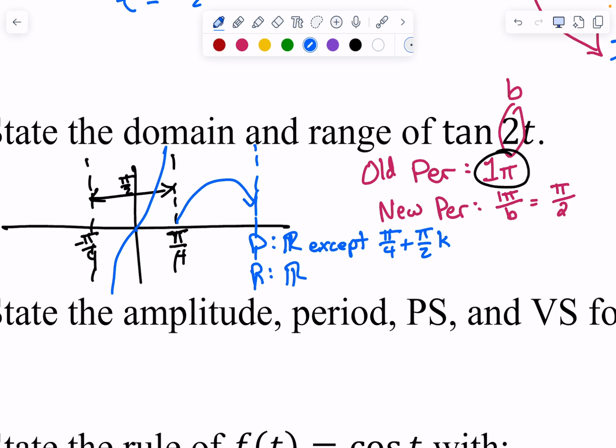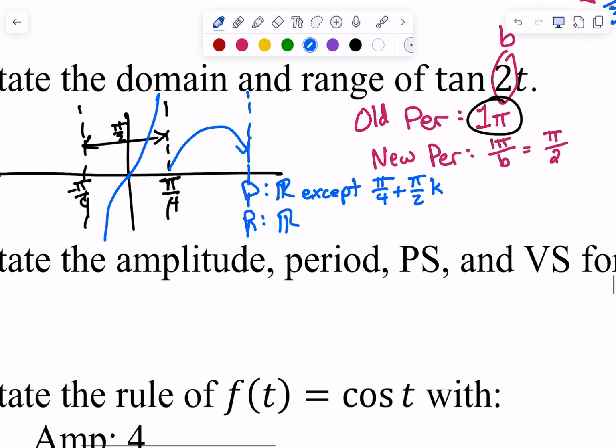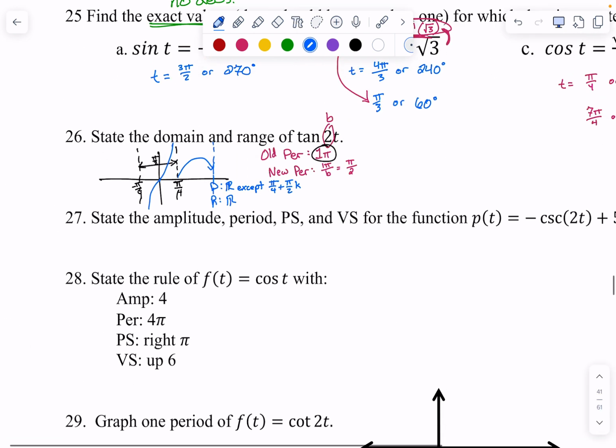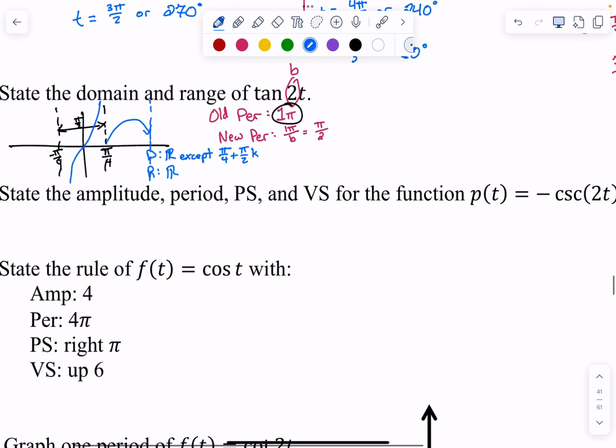That's a little bit difficult. Wait a dang minute. Wait a dang second.